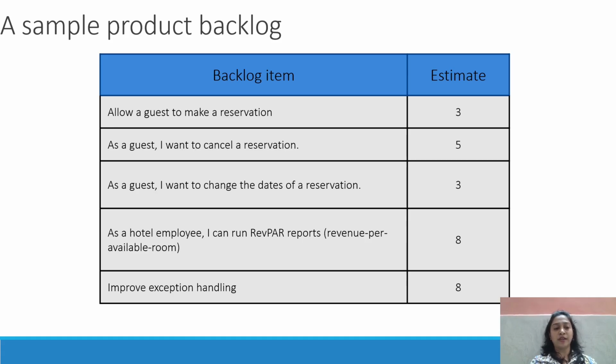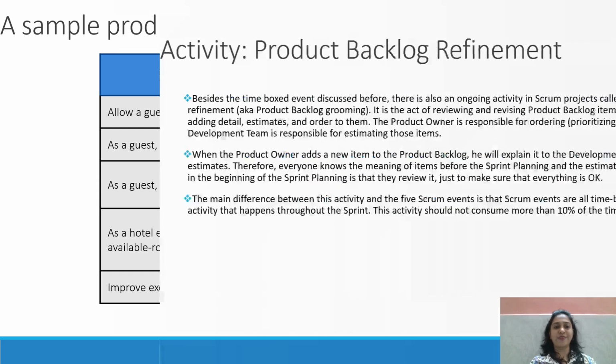A backlog item example here is: allow guests to make a reservation. You can see this can be understood by the stakeholders as well, who are non-technical people. So the backlog item is understandable by them as well, and estimated by the developer team. These are some examples we can see. Just go through this slide once.